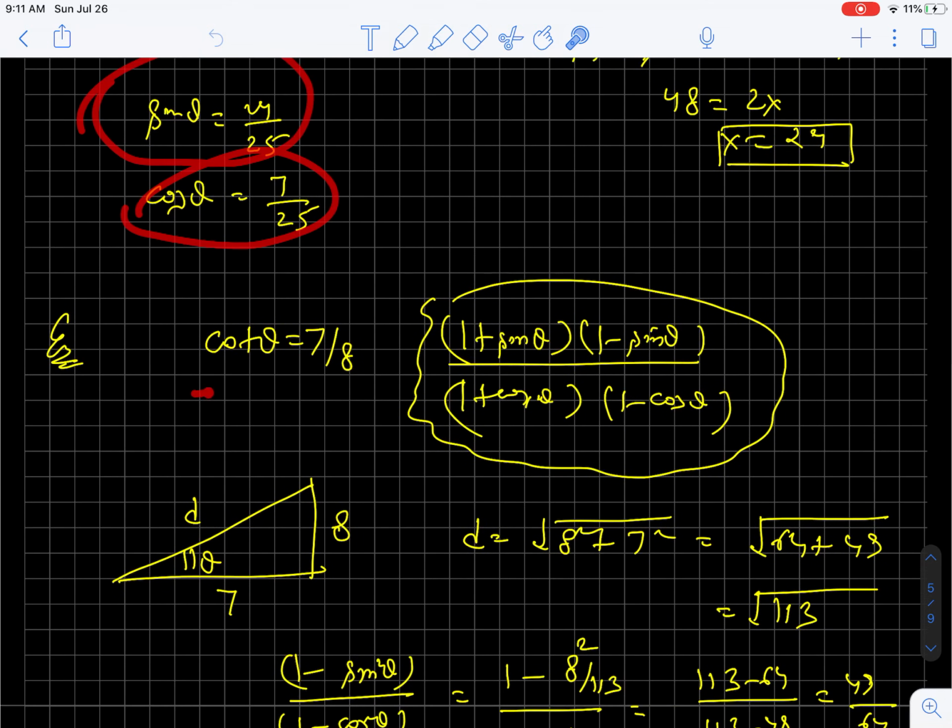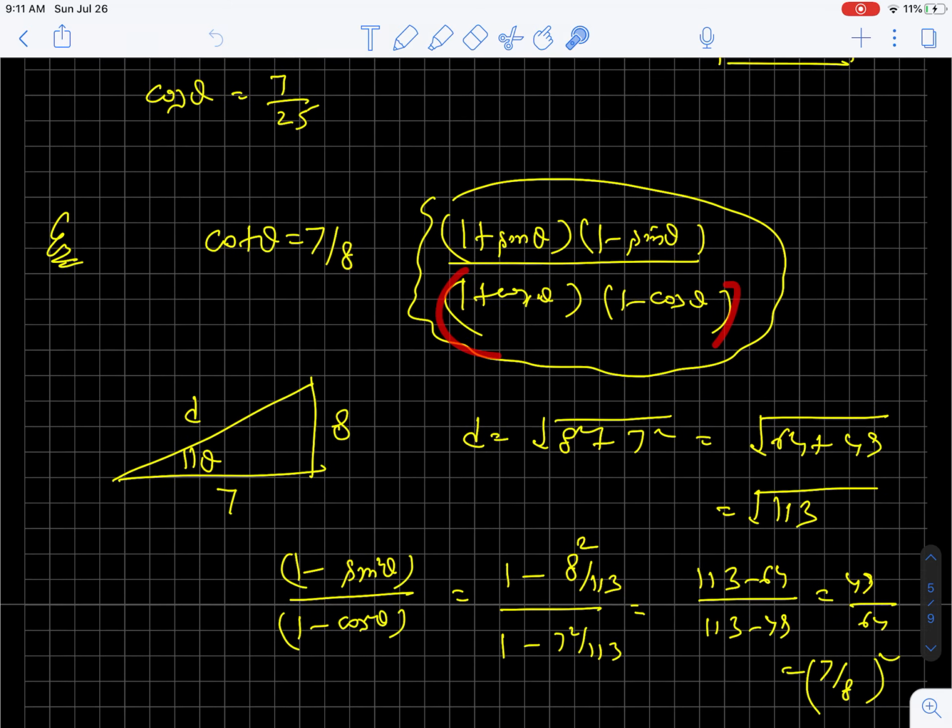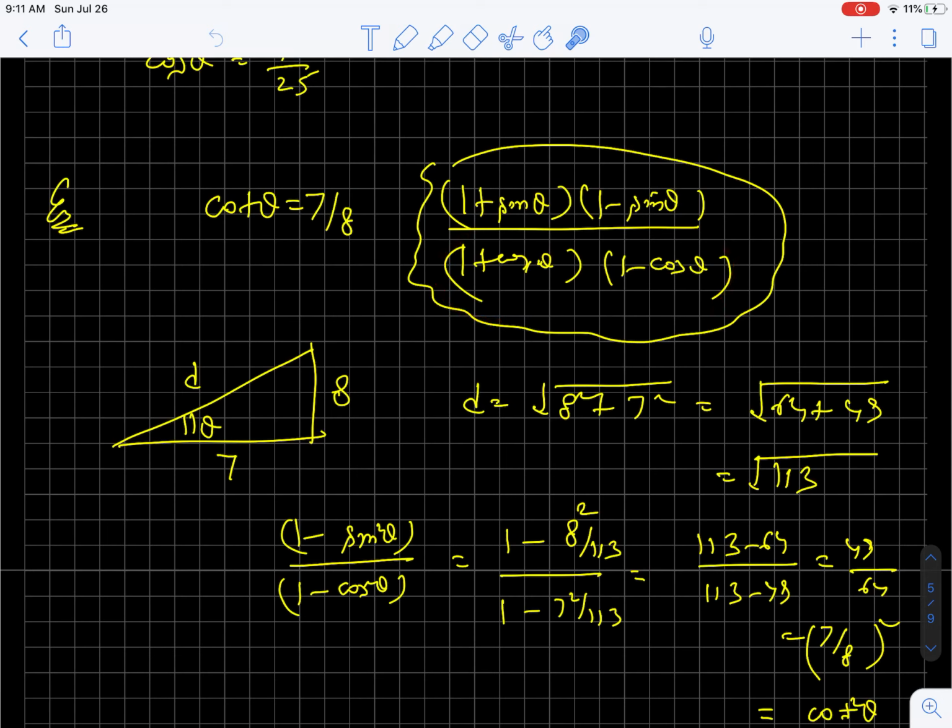They are giving one more question like this. Cot theta is equal to 7 by 8. You have to find the value of 1 plus sin theta into 1 minus sin theta divided by 1 plus cos theta into 1 minus cos theta. Okay. Now see, if you look at this last term, you can use a plus b into a minus b. Upper term is like 1 minus sin square theta and lower term is like 1 minus cos square theta. They are giving you the value of cot theta. Cot theta is 7 by 8.